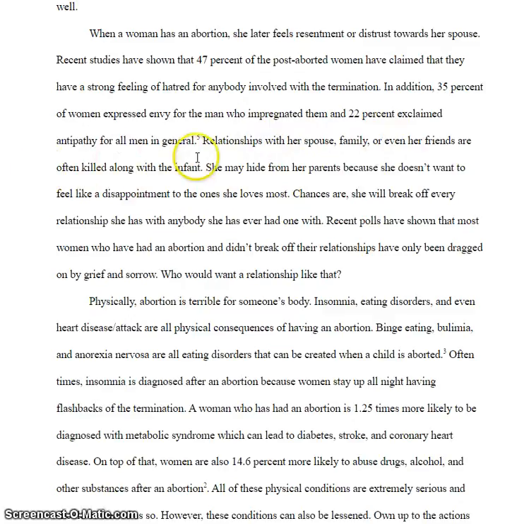Relationships are often killed along with the infant. Again, because you don't necessarily have any direct relationship with this, maybe this is a little bit difficult to relate to. And again, where are you getting this information from? Make sure it's clear in those in-text citations. Now, when you use words like chances are and who would want a relationship like that, now you're taking guesses at it, because chances are she'll break off every relationship she has with anybody she has ever had one with. Did you get that from somewhere? That doesn't seem like necessarily a statistic that's legitimate, or a statement that even could be backed up. So you might want to look at that one again and figure out whether that's really true.